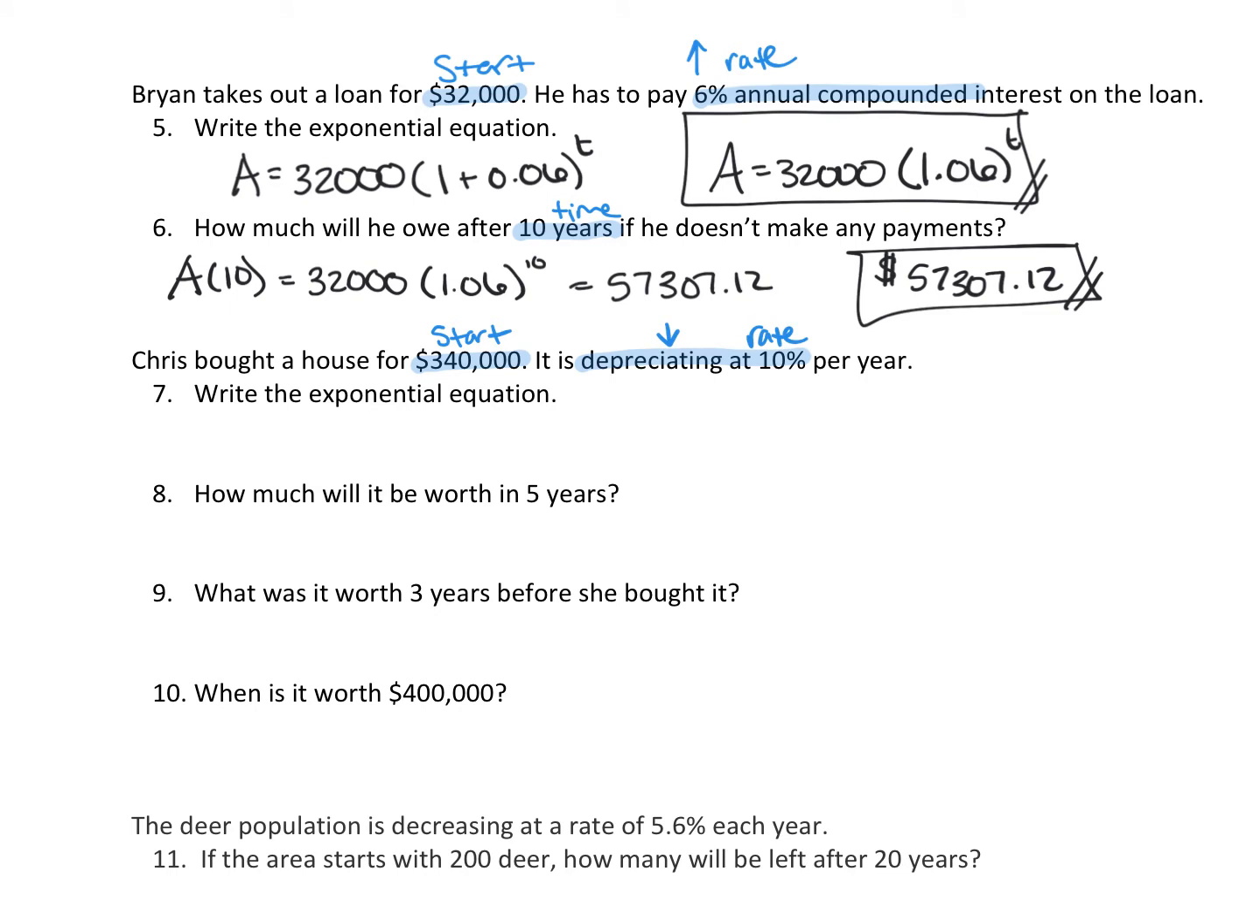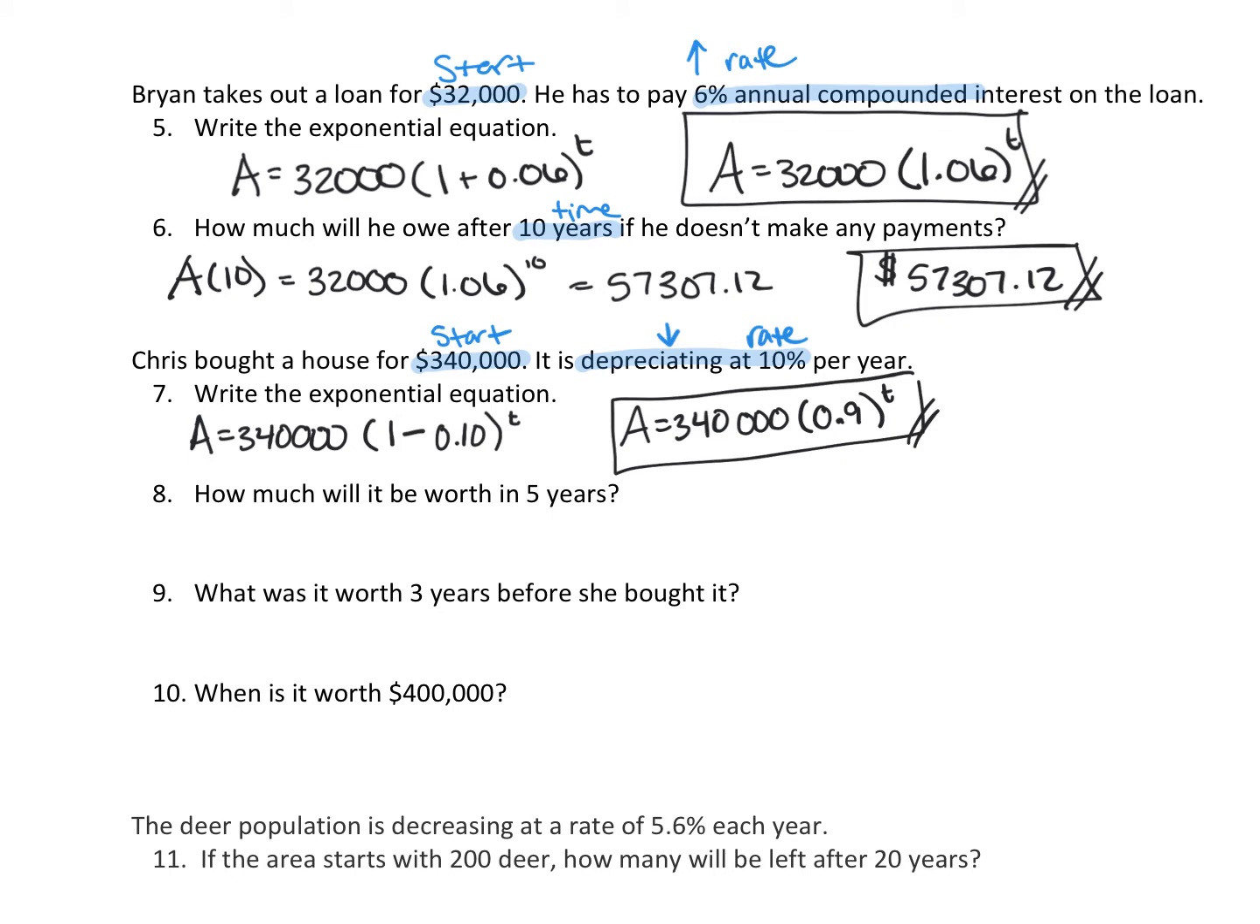So if we want to write the equation for this problem, we're going to have A is equal to 340,000 times 1 minus 0.10 to the power of t. So again, it's depreciating 10% each year. So I will accept this, or you can combine, you can subtract the 0.1 from the 1 and get A is equal to 340,000 times 0.9 to the t. So this is the one that I'll be using in the next few problems, but just know that's what you can have.